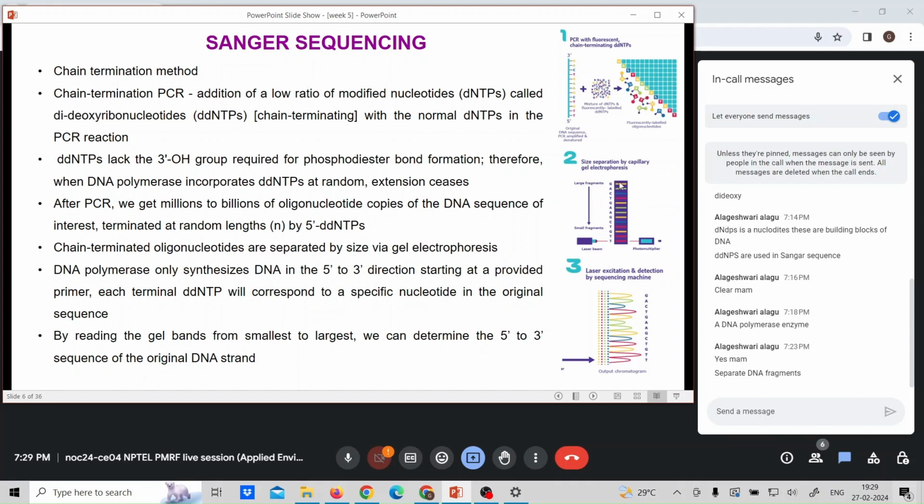So the larger fragments will be near the sample well itself, whereas the smaller fragments are going to travel further down. After that, since we have already fluorescently labeled the ddNTPs, we can read the gel for those fluorescent signals, and based on that we can determine the 5 prime to 3 prime sequence of the original DNA strand. This is how Sanger sequencing is performed.